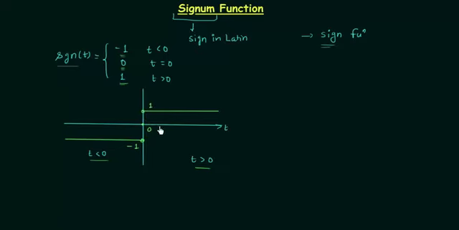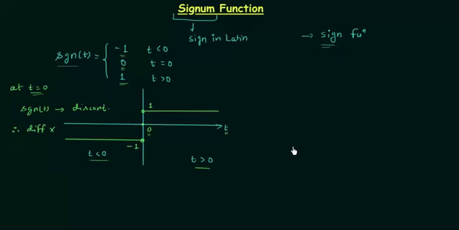So this is the complete plot of the signum function, and you can see at t equal to 0, the plot is discontinuous. Because of this, we cannot differentiate the signum function at t equal to 0.